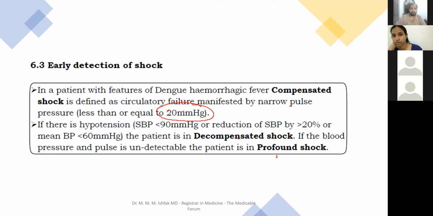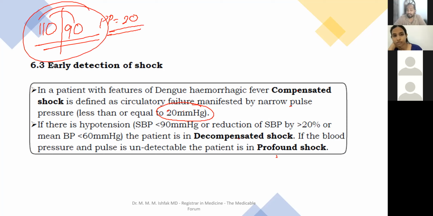So the patient might be having a pressure of 110 by 90. When you look at a glance, the patient has a blood pressure. But come on, look at the pulse pressure. The pulse pressure is 20. So technically, this is compensated shock. And if you don't pay attention, you will miss it, right? So compensated shock, very important. That is the most common thing we miss because we don't pay attention.